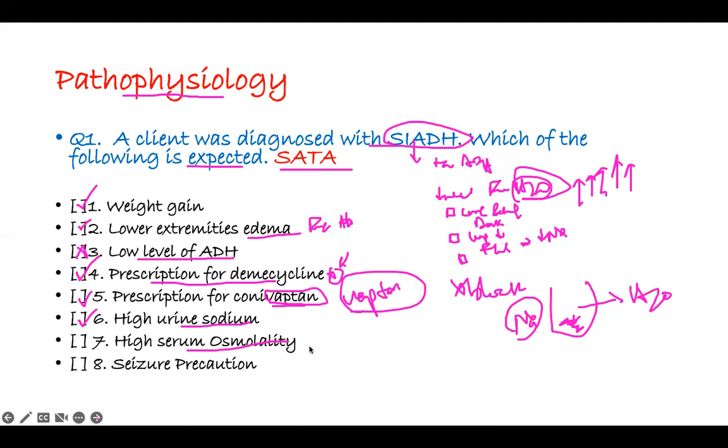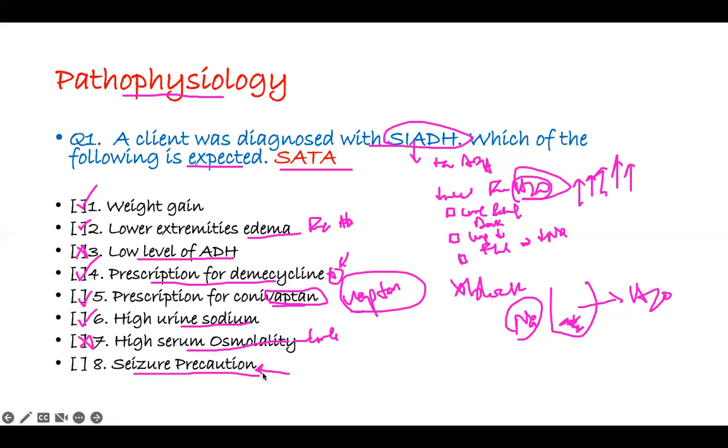High serum osmolarity. This cannot be right based on the pathophysiology. We're absorbing a lot of water and holding on to too much water, so our blood will be dilute. Anything in our blood will be dilute. Osmolarity means concentration, so serum osmolarity will go down. So this is wrong.